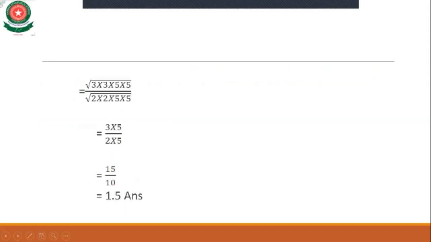On the denominator, 2 2s are 4, 4 5s are 20, 20 multiply 5, which is equal to 100. 3 multiply 3, 3 square, square and under root cancel each other, remaining term is 3. 5 multiply 5, 5 square, square and under root cancel each other, remaining term is 5. 2 multiply 2, 2 square, square and under root cancel each other, remaining term is 2. 5 multiply 5, 5 square, square and under root cancel each other, remaining term is 5. 3 multiply 5, 15, 2 multiply 5, 10, 15 by 10. Our required answer is 1.5.